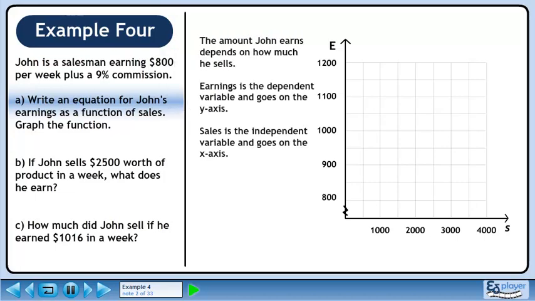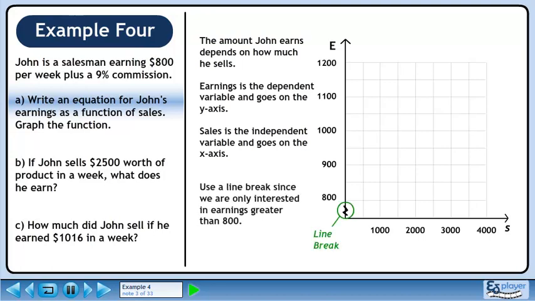The amount John earns depends on how much he sells. Earnings is the dependent variable and goes on the y-axis. Sales is the independent variable and goes on the x-axis. Use a line break since we are only interested in earnings greater than 800.